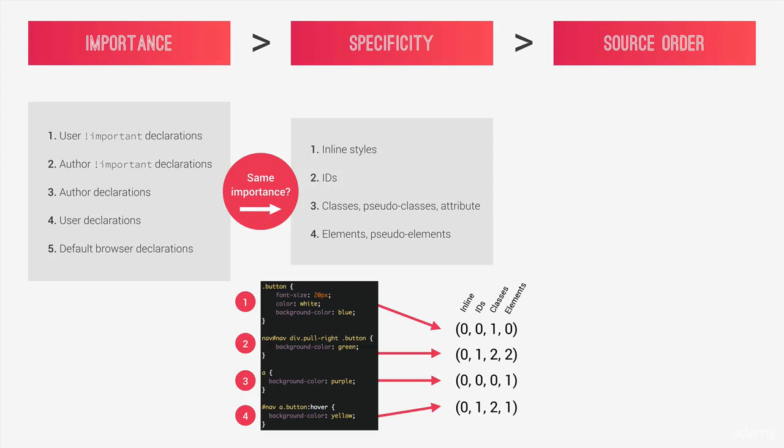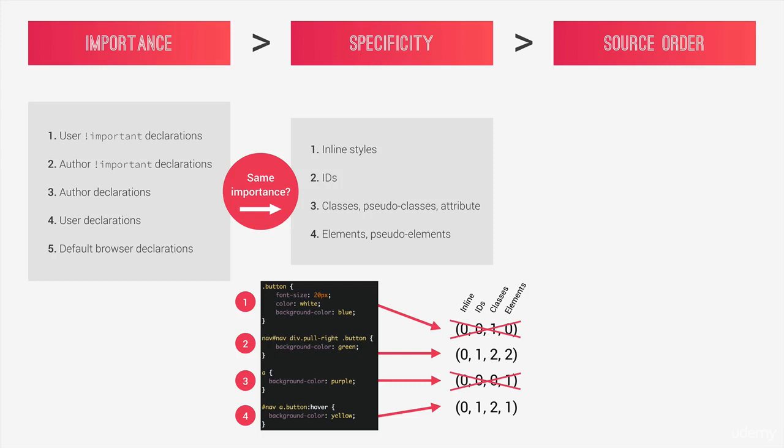We see that selector 2 and 4 have a 1 here, while the others have 0. So the ones with 0 are out of the game, because they are less specific than selectors 2 and 4, the ones with the IDs. Okay? Now, since both selectors have a 1 in this category, we have to move on and check the classes. They both have a 2 in this category, so it's still a tie between them.